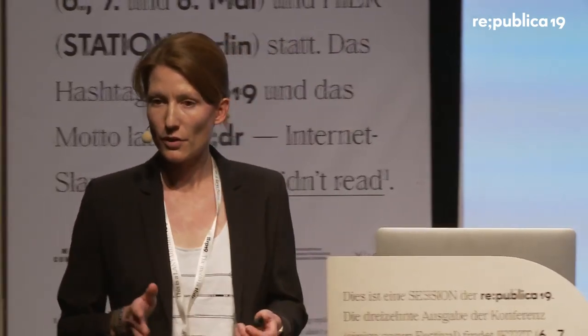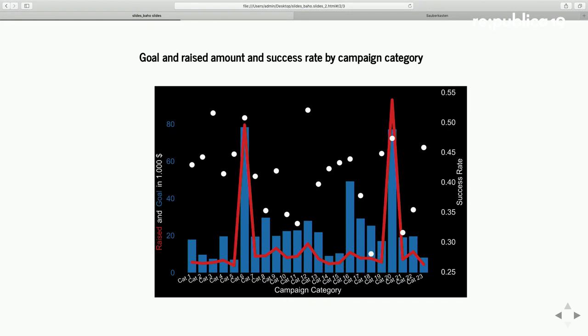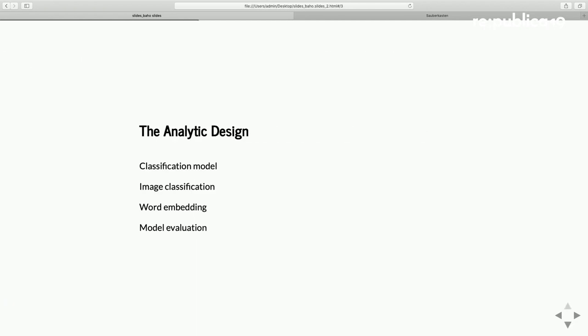What I'm focusing on is not whether there is variation in the data by campaign category, but whether what's in the picture and what's contained as information in the title influences the prediction.